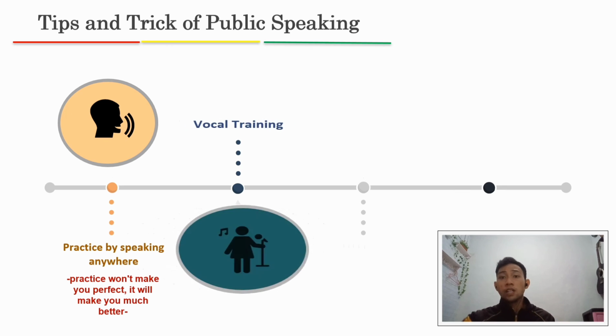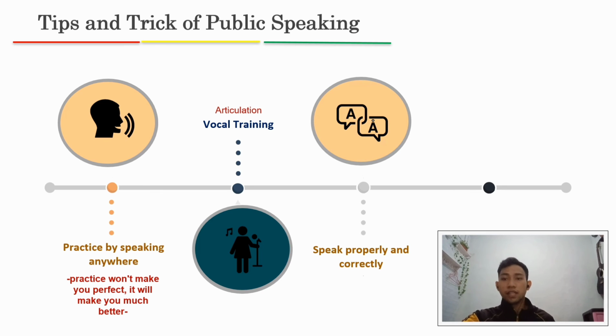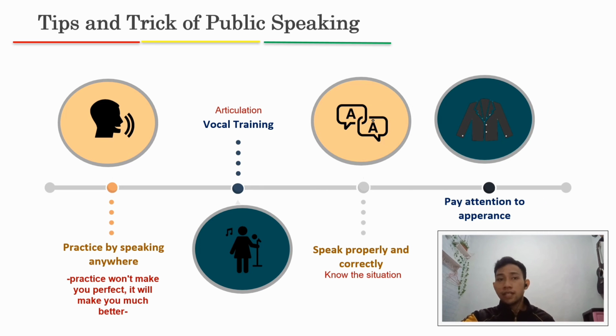Number 2, vocal training. It's not just for singers, being a public speaker must also pay attention to this, because we have to pay attention to articulation so that it is easy to understand for the listener. Number 3, speaking properly and correctly. Use language according to the circumstances we are in. Number 4, pay attention to appearance. Make yourself as neat as possible according to the type of activity when talking, so you don't get the wrong costume.